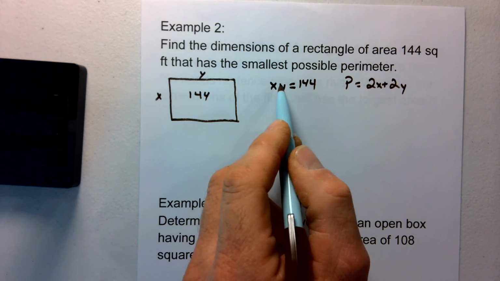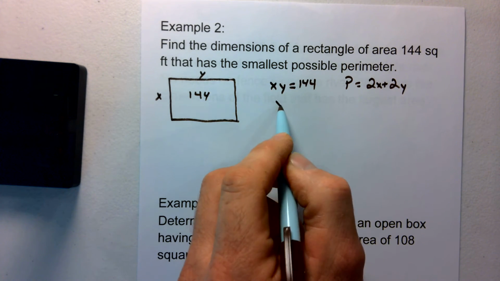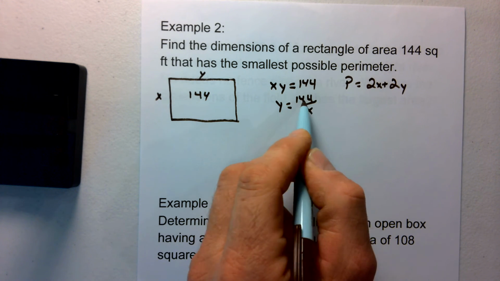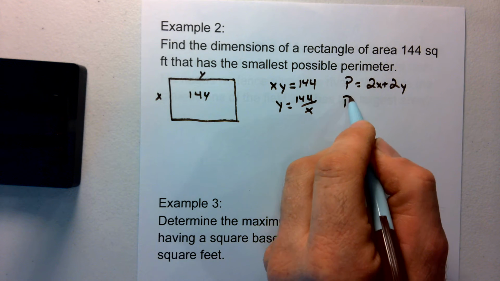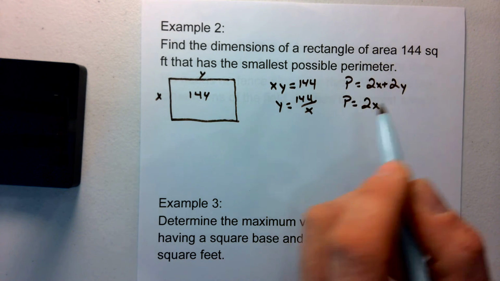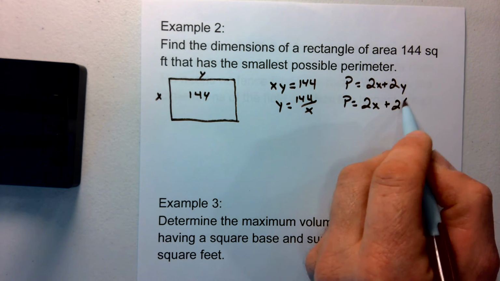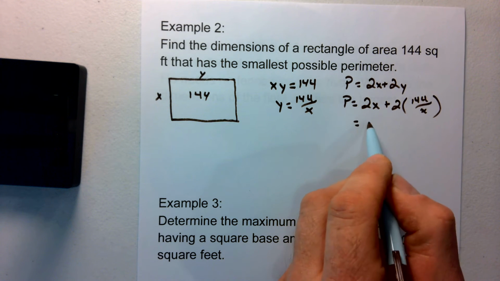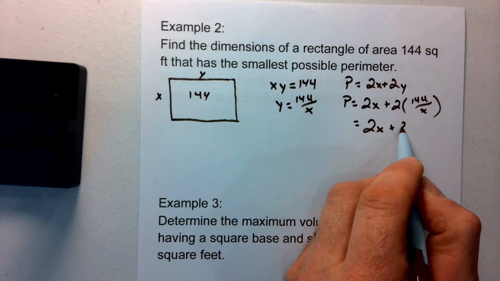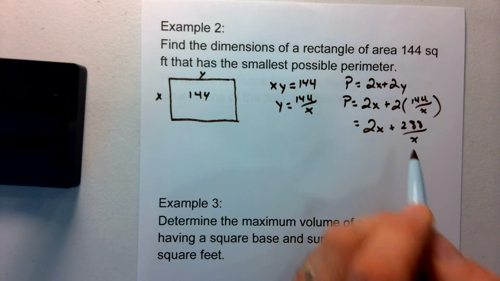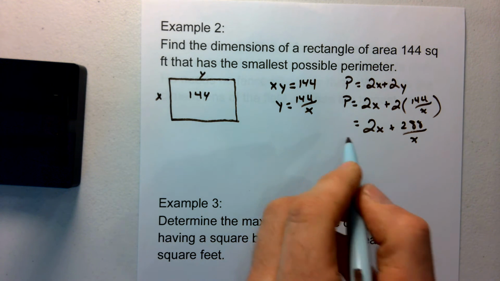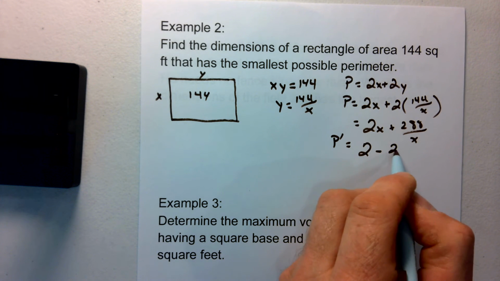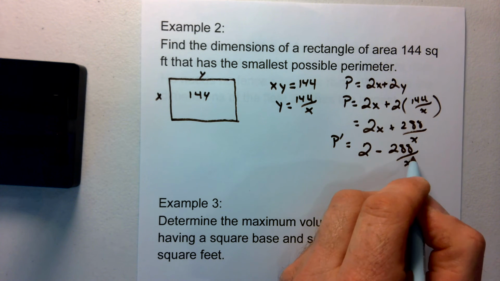So I can go ahead and again reduce this to one variable. So y equals 144 over x. I'm going to take that information and plug it in for my y in my perimeter equation, because that's what I want to minimize. So we have 2 times 144 over x. That gives us 2x plus 288 over x. Again, we're going to go ahead and find the derivative of this, P prime. So we get 2 minus 288 over x squared.